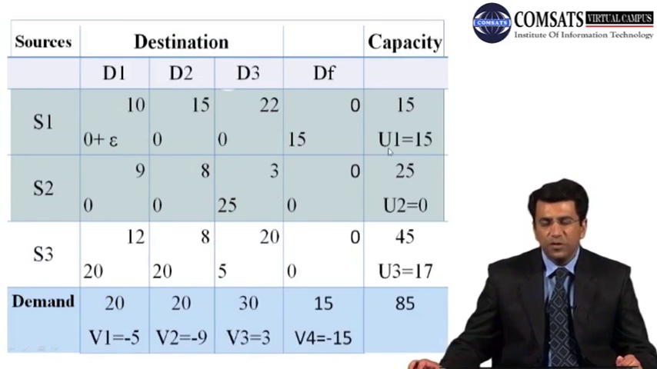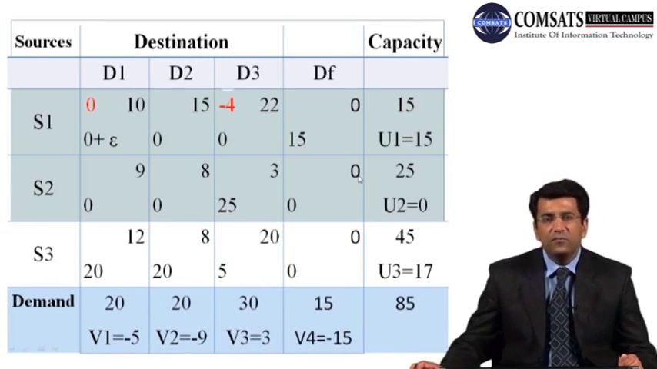Now we have already computed the values of u1, u2, u3, v1, v2, v3 and v4 here, and we have written those values in this particular table. That is, u1 is equal to 15, u2 is equal to 0, u3 is equal to 17. Similarly, v1 is equal to minus 5, v2 is minus 9, v3 is equal to 3, and v4 is equal to minus 15.